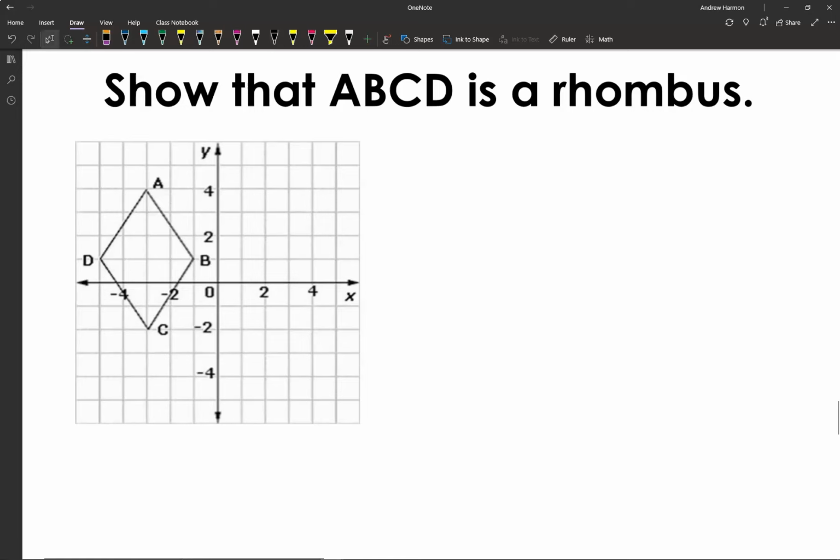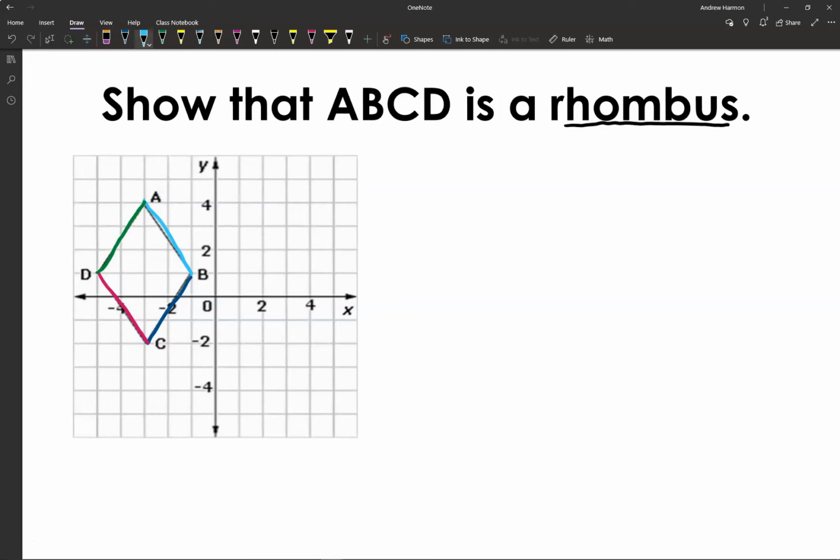So here we have the shape in the coordinate plane, ABCD, and they want us to show that this shape is in fact a rhombus. So to do that, we have to show that one key feature, that all four sides are congruent to each other. So looking at our four sides, we have AB, we have BC, DC, and AD. Now, to do this, we could use the distance formula, but I always find it easier to do the Pythagorean theorem.